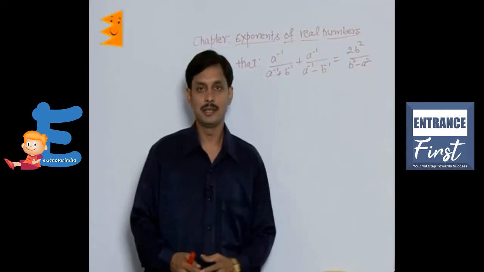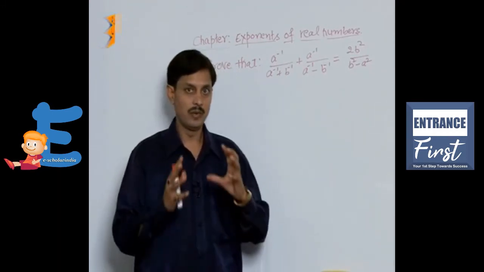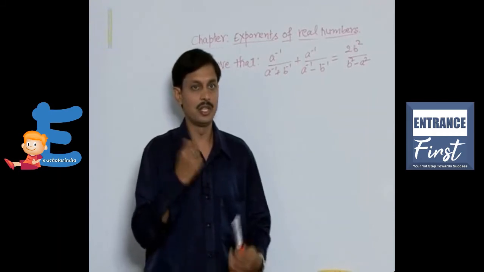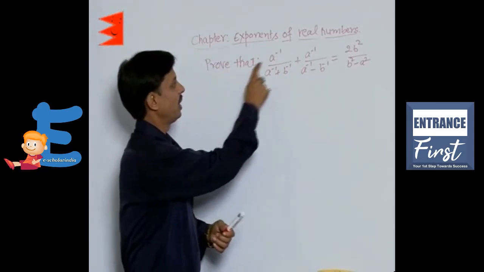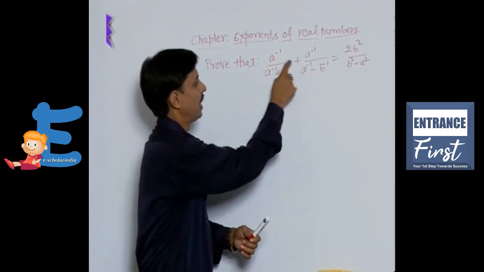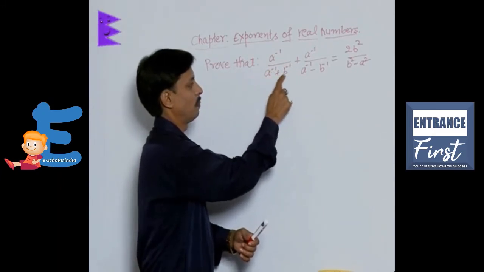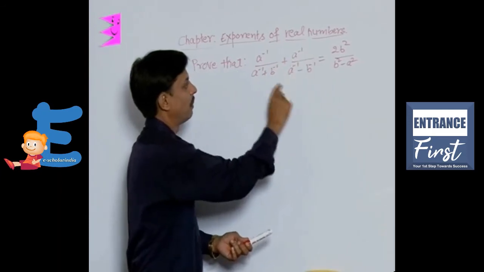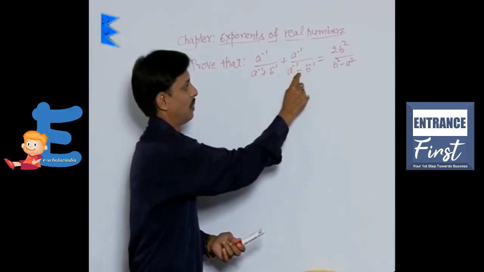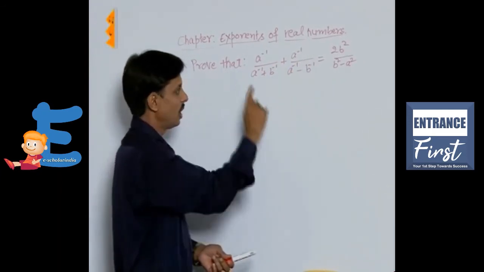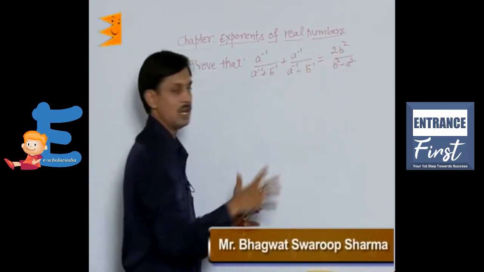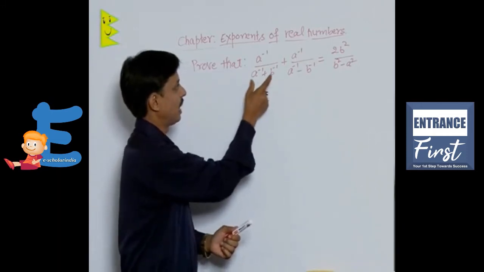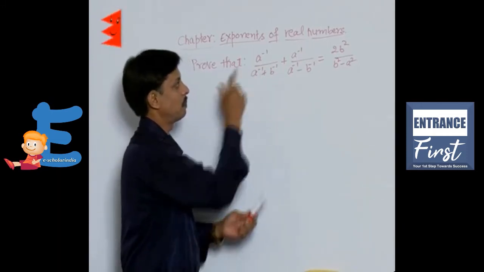Now I am taking another example which is purely based upon the rules of exponents. Prove that a raised to the power minus 1 divided by a raised to the power minus 1 plus b raised to the power minus 1, plus a raised to the power minus 1 divided by a raised to the power minus 1 minus b raised to the power minus 1, is equal to 2b square upon b square minus a square. In order to prove this, first I am simplifying the first part.